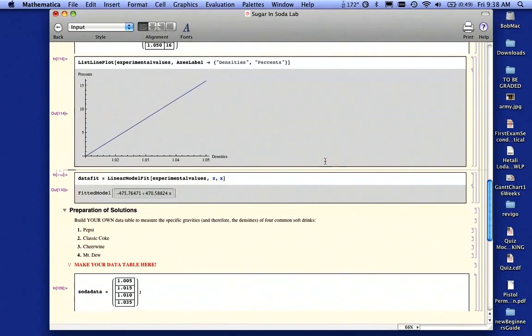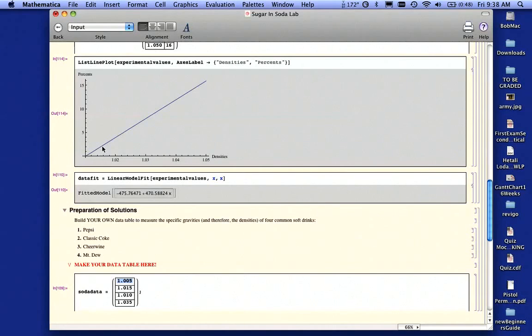Okay, now what I'm going to do is come down here and look at my data. So 1.005, come find that on the graph. Okay, there's 1.005. If I go up and over, what I find is that's about a 2% sugar. Okay, 1.015, that's right about there. Go up, go over, that's about a 3% sugar.